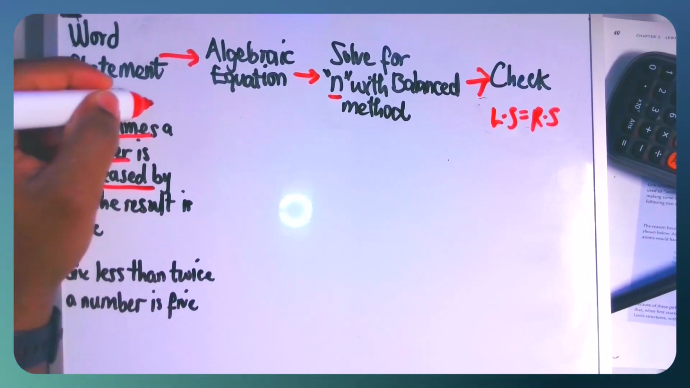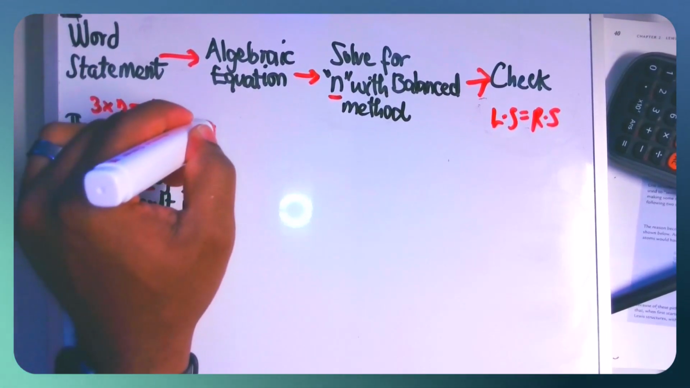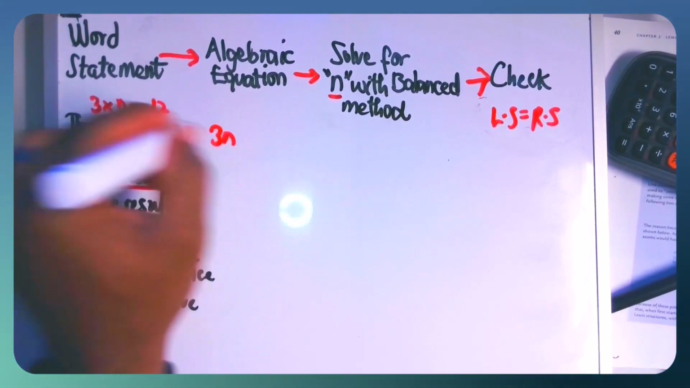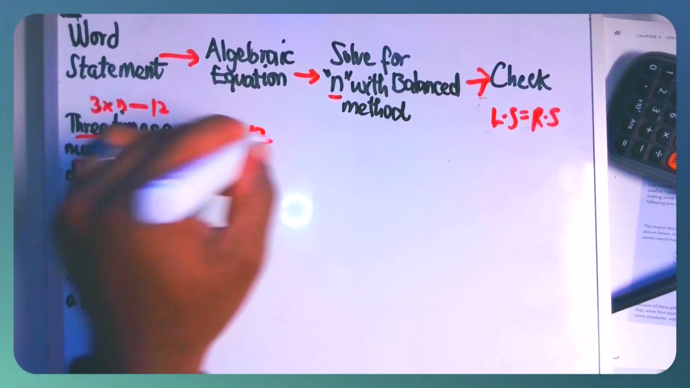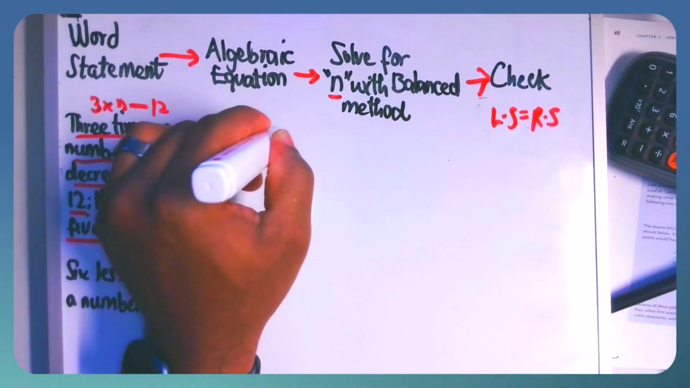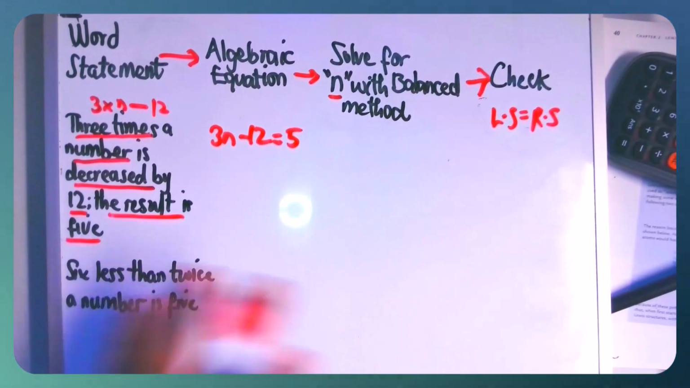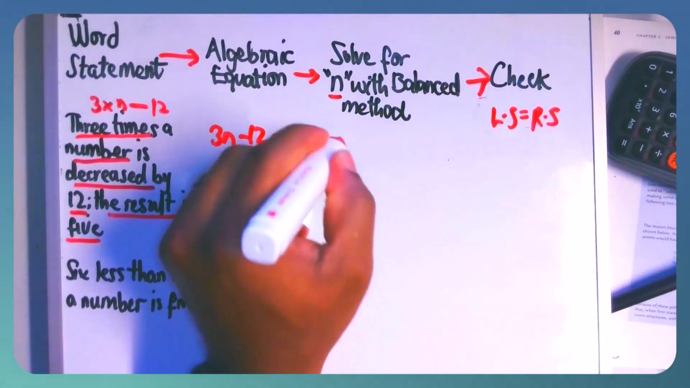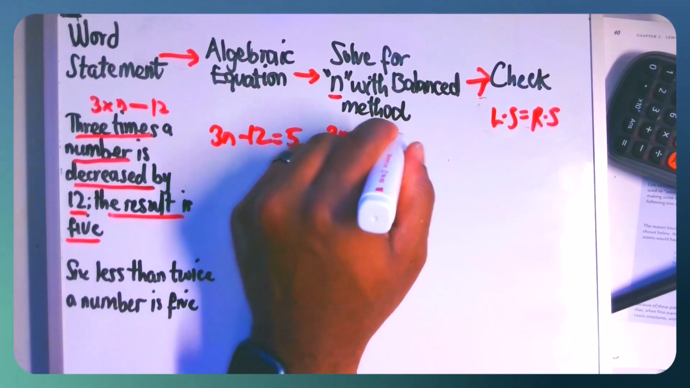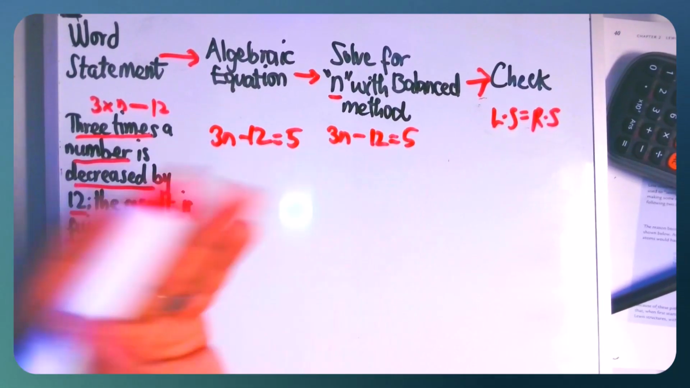which is 12. And so our expression is going to be 3 times n, which is the same thing as 3n minus 12. And this here, the result is equal to 5. And so once we have this, we can now rewrite it on our next step. 3n minus 12 equals 5. And we solve for the value for n.